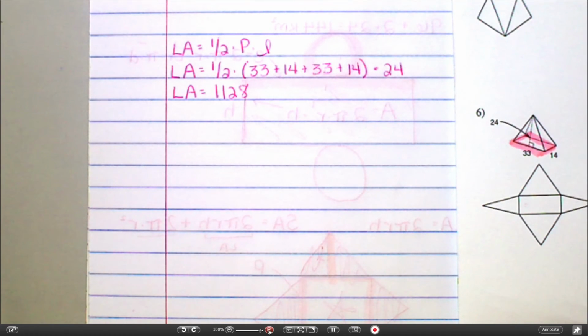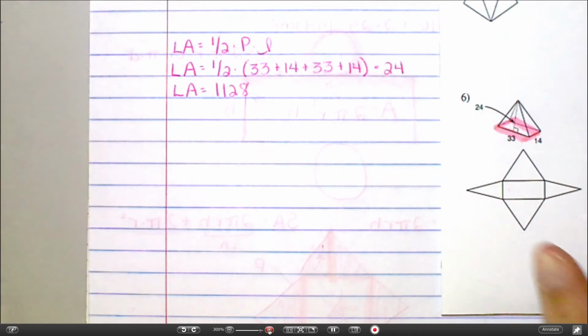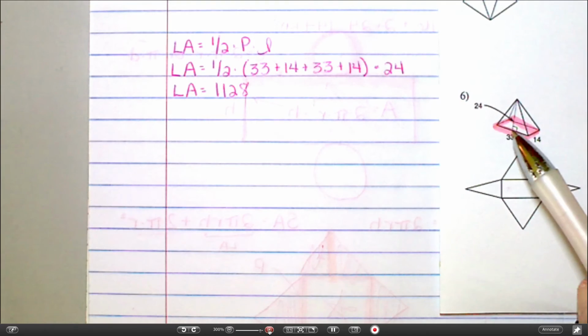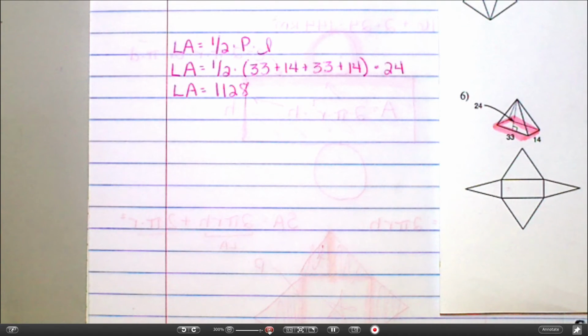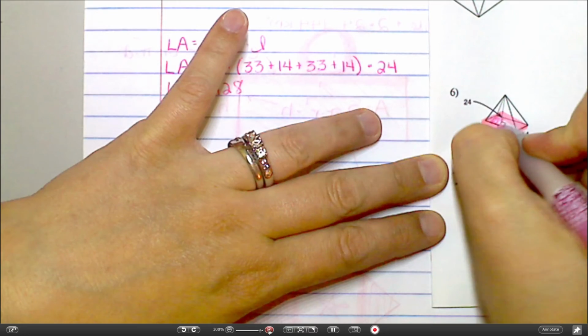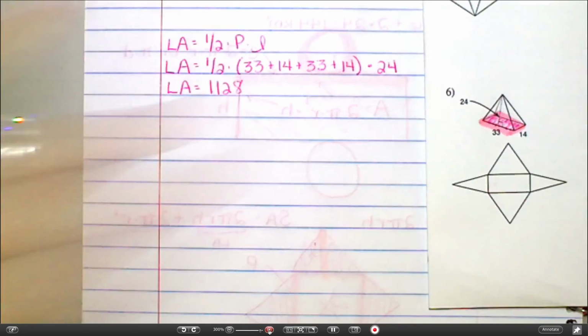Surface area, what do I need to add to that? Not the triangle. That lateral area includes all 4 of the triangles. So it includes the front, the back, the left, and the right. What do I need to throw in there to get surface area? What piece am I missing? The base, the rectangle, right? So I need the area of that rectangle.